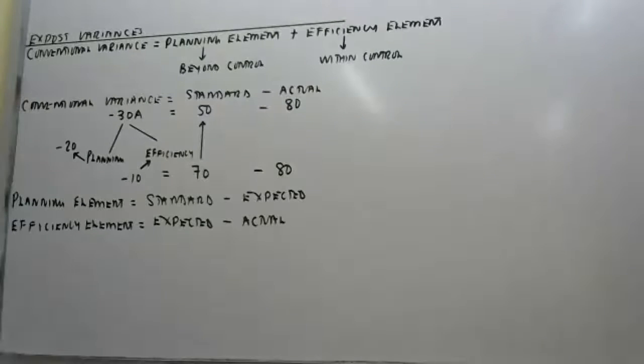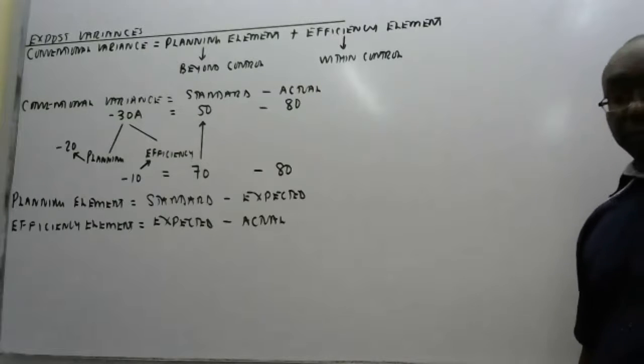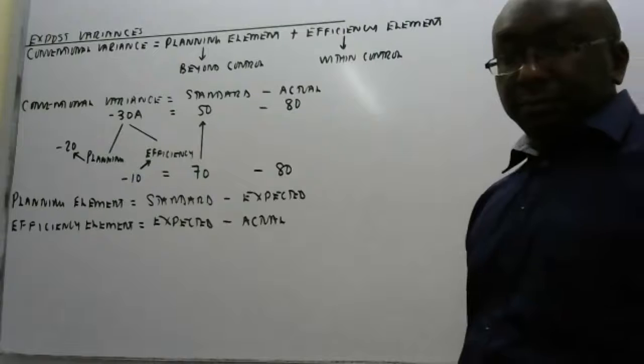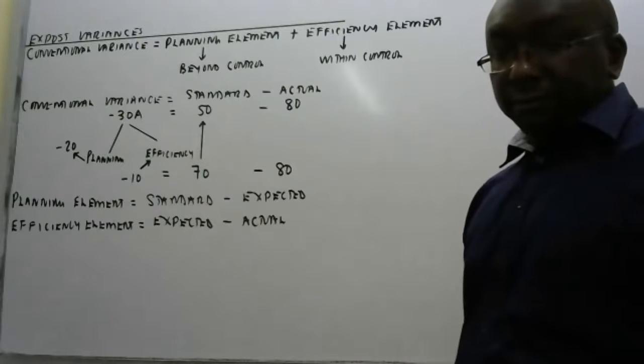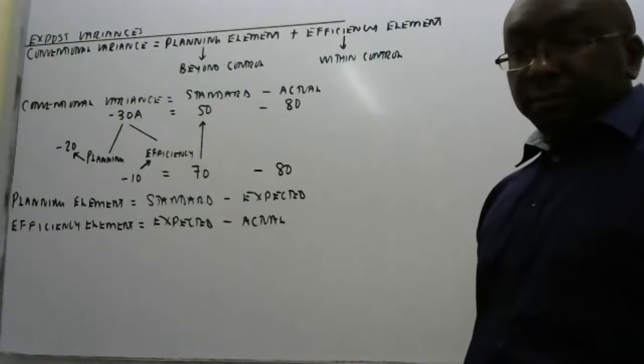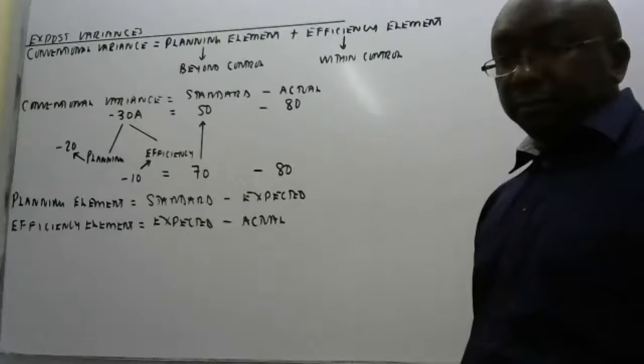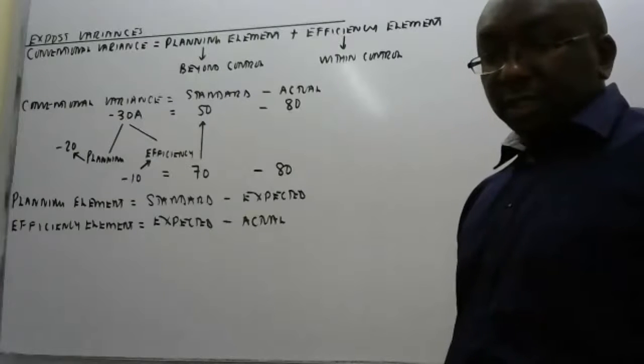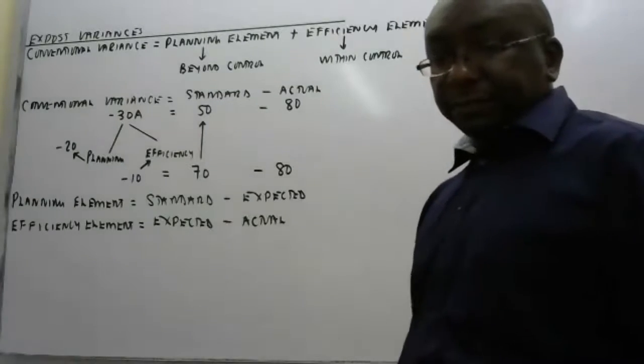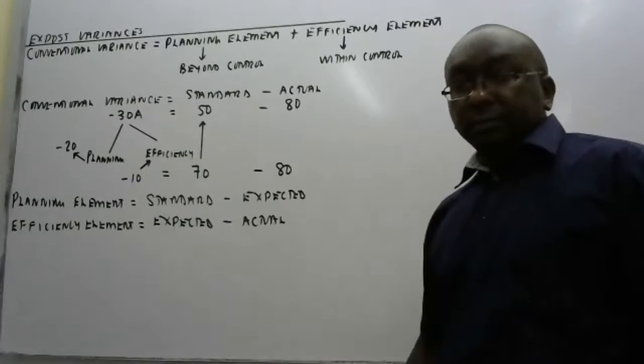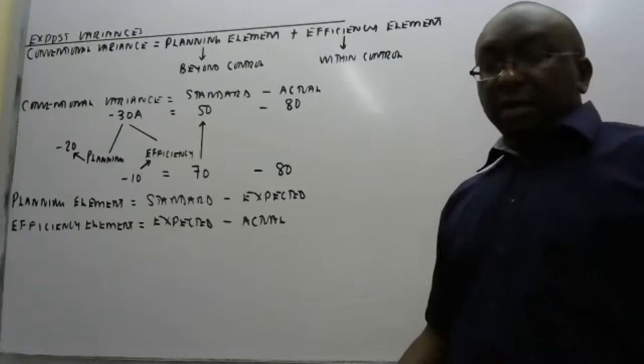So are we together at that point? If we are together, say okay. Cyrus is okay. Josephine is okay. Emmanuel, good.